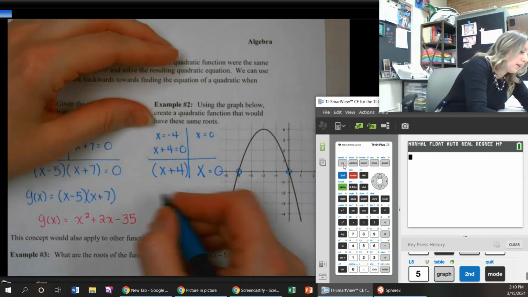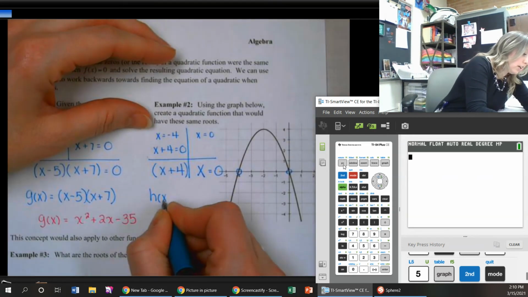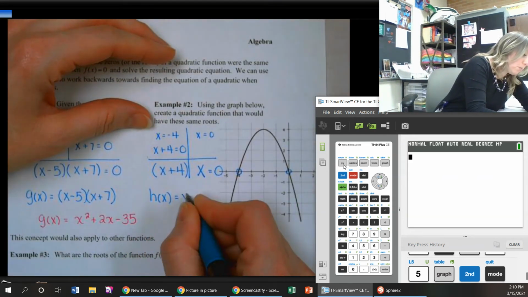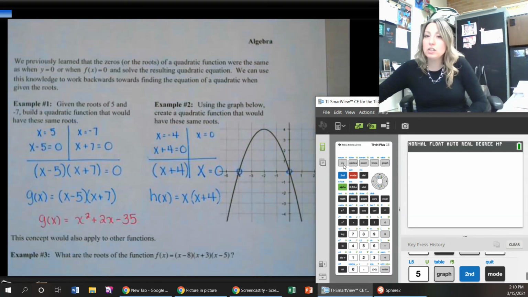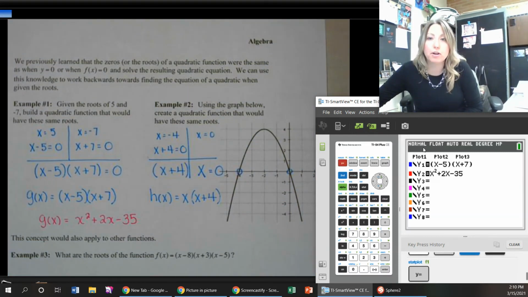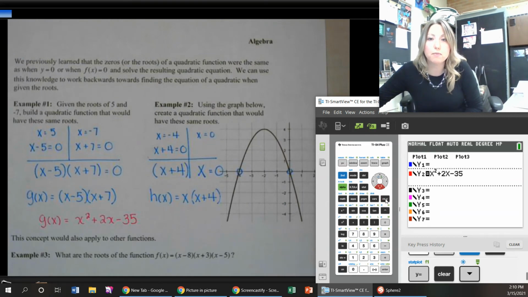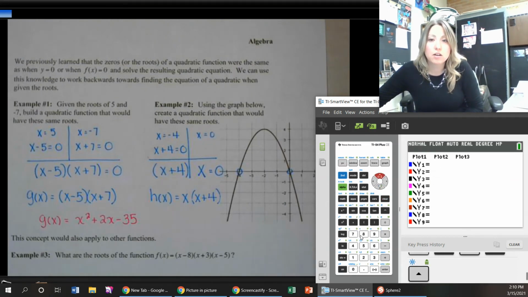It said create a function, quadratic function. So I do have to put an f of x or a g of x, or I'm going to use an h of x. And just out of habit, I'm going to put the x first, then the x plus 4. Okay. Now let's plug that into y equals on my graphing calculator, see how that goes for me. Let's see. X times x plus 4. And press graph to see it.